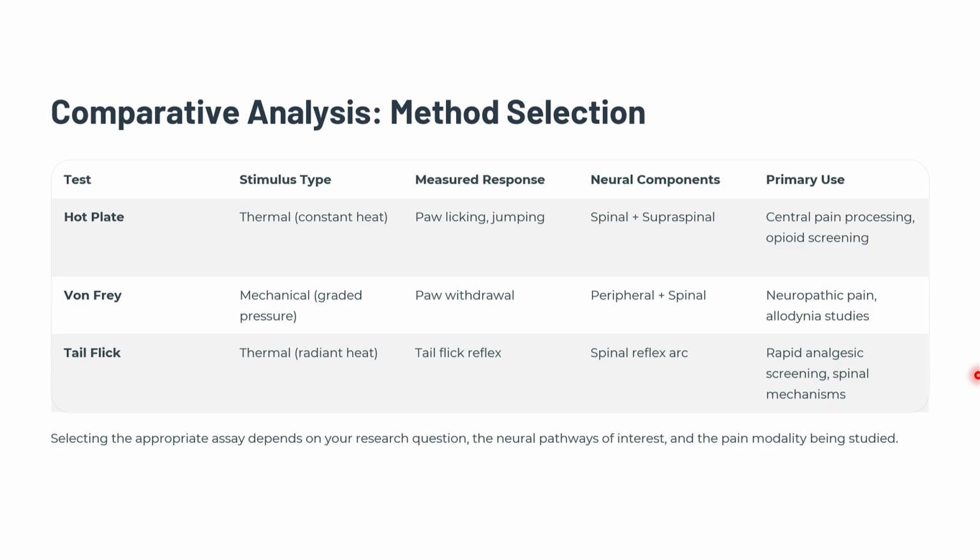The hot plate test is particularly useful if you want to do opioid screening or check central pain processing. The von Frey test is for neuropathic pain and allodynia studies. The tail flick test is important if you want to screen analgesics and spinal mechanisms.